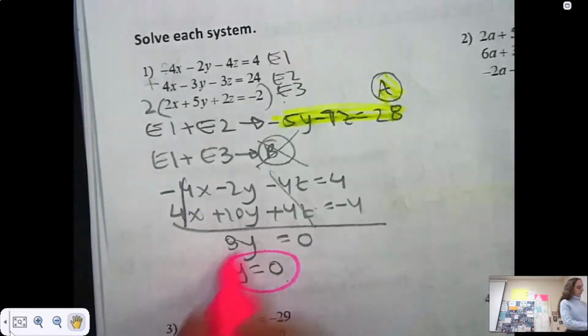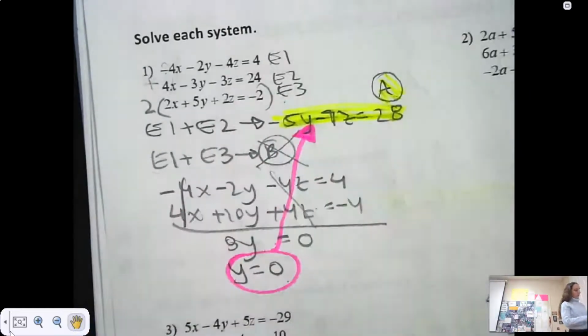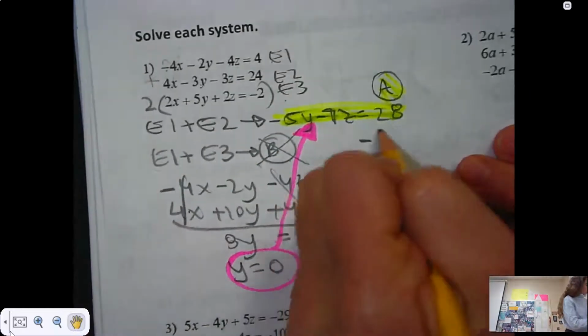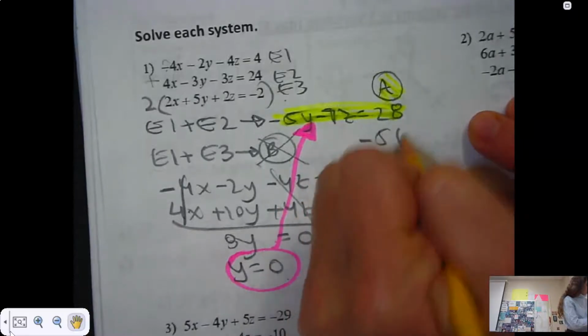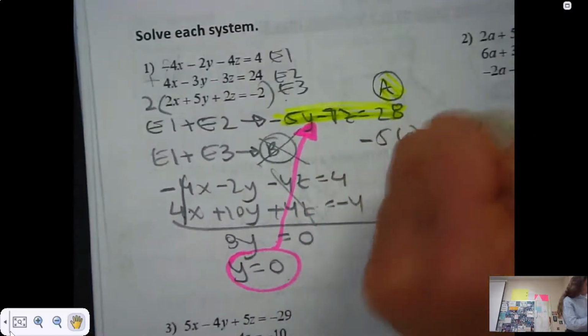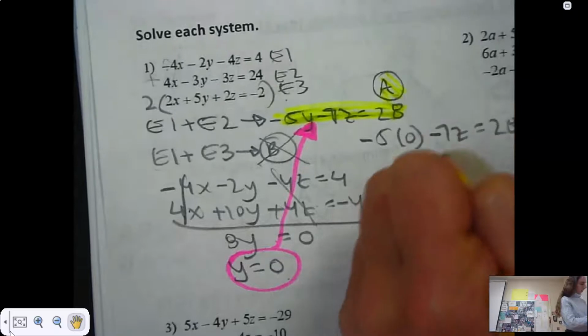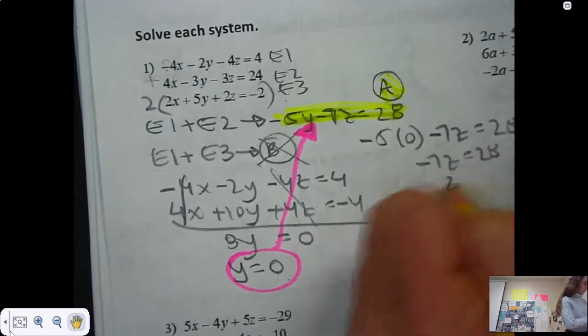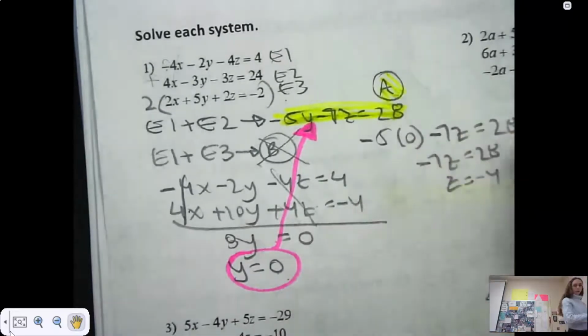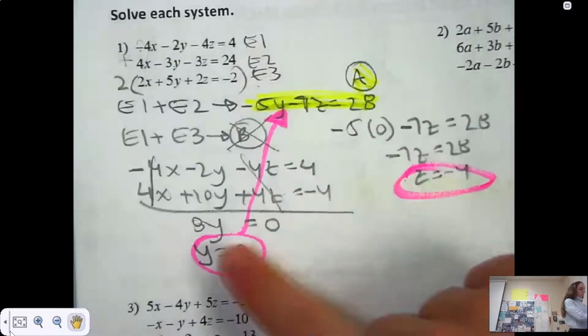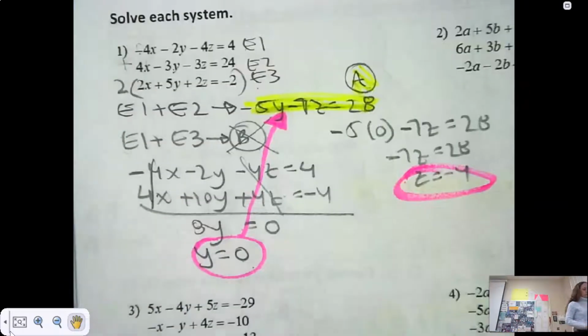So now I can take this and plug it right back in there. And I can go negative 5 times 0 minus 7z equals 28. Negative 7z equals 28. Z equals negative 4. All right. Now that I have my y and my z, now I can go back to my originals.